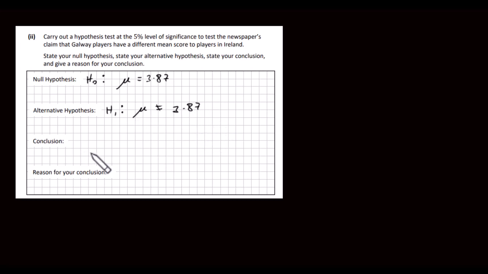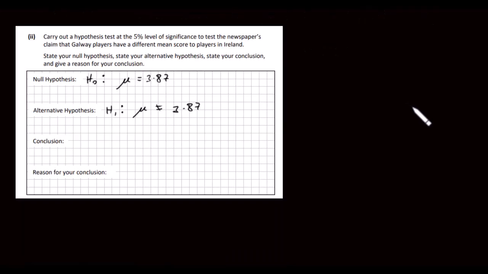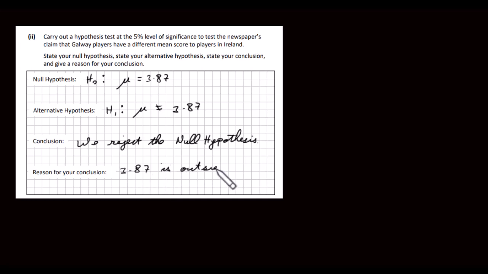So the conclusion here based on our confidence interval is that the Galway players are below the mean of 3.87. So 3.87 is not within this confidence interval. So the Galway players have a different mean score to players in Ireland. So the conclusion is we reject the null hypothesis. And the reason is 3.87 is outside the confidence interval.